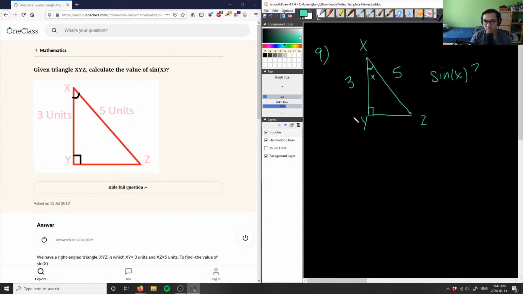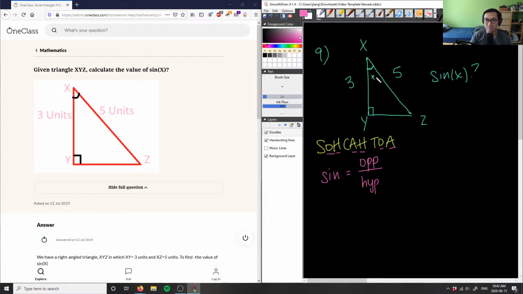So what we can do first is use our trigonometric ratios and see if we can immediately solve for it, right? Usually I use a mnemonic called SOHCAHTOA. It's a mnemonic for the primary trig ratios. Sine is equal to opposite over hypotenuse, cosine is adjacent over hypotenuse, and tangent is opposite over adjacent. In this case, we care about sine, which is the opposite side over the hypotenuse.